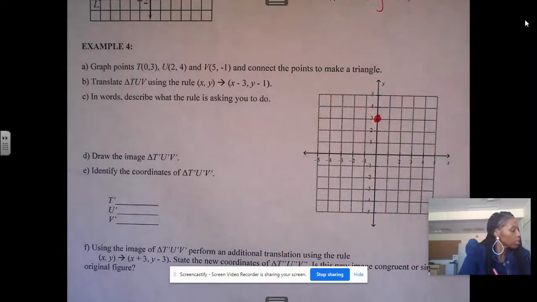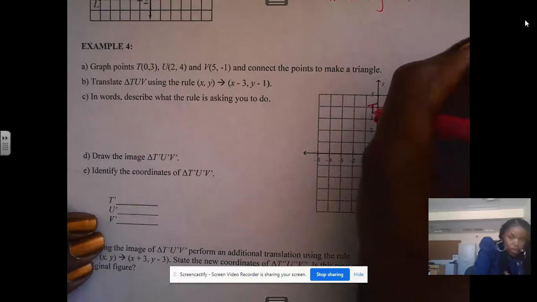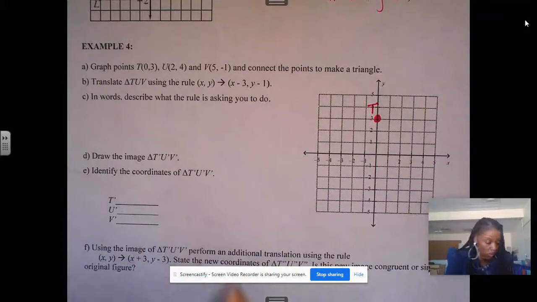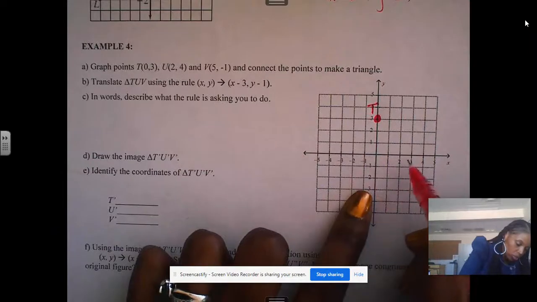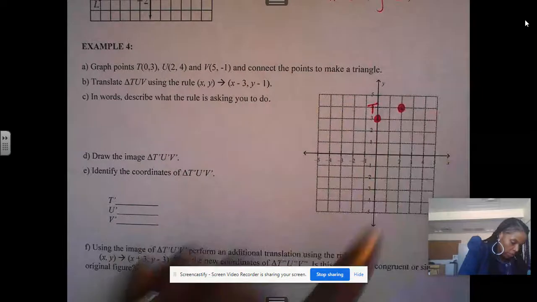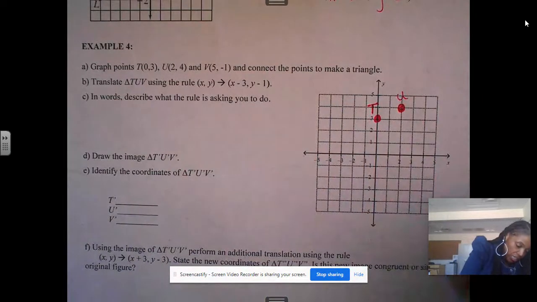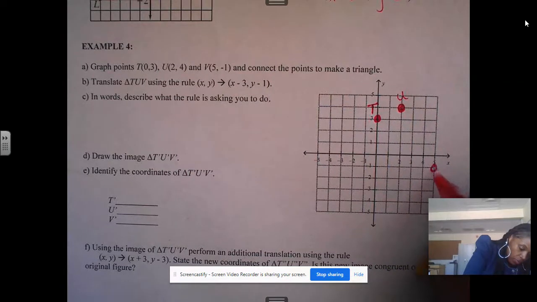I'm trying to get it where I can see what I've done here. So that is going to be your T. So I'm going to put T right here. Okay. And then the next one is going to be 2, 4. So I'm going 2 over and up to 4. And that's going to be my U. And then I'm going to do 5, negative 1. So 5 and then down 1. And that's going to be my V. And then I want to connect them.